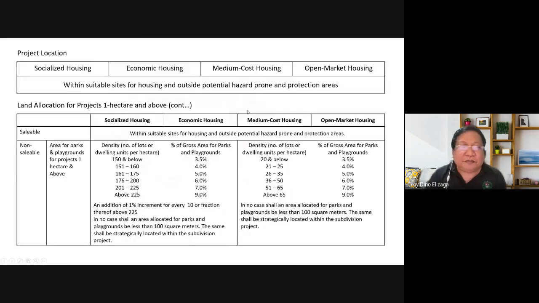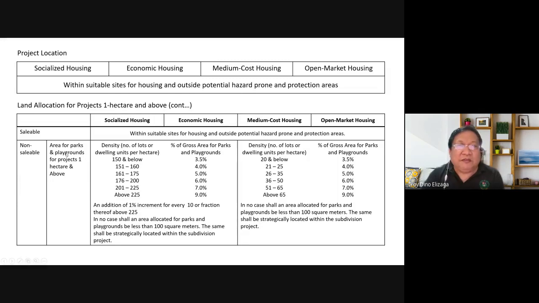Now, in terms of project location, it's the same criteria for all types of housing. It has to be suitable for housing, outside potential hazard-prone areas and protection areas. So this is not a problem because that site went through site selection, thanks to you guys. No? And then land allocation for projects of 1 hectare and above.